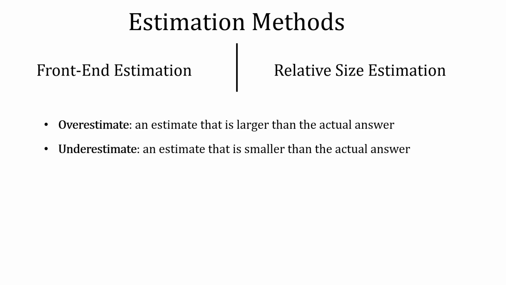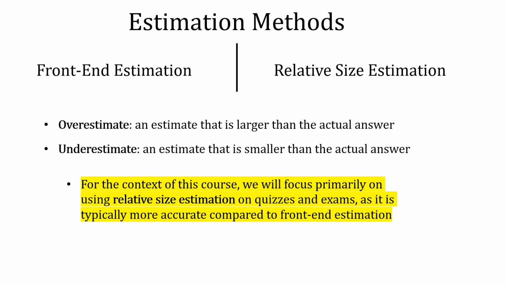And there's also some definitions that I want to go over. So an overestimate is when you have an estimate that is larger than the actual answer. And an underestimate is an estimate that is smaller than the actual answer. For the context of this course, we're going to focus primarily on using relative size estimation on our quizzes and our exams because it's typically more accurate compared to front end estimation. There are a few cases where front end could be more accurate, but in most cases, relative size is the more accurate estimation method. So we're going to use that one.